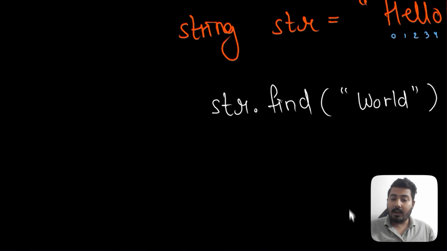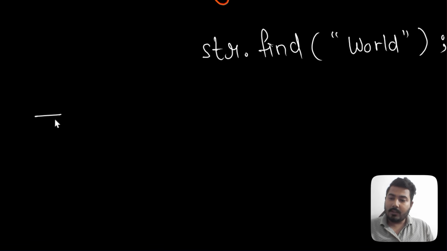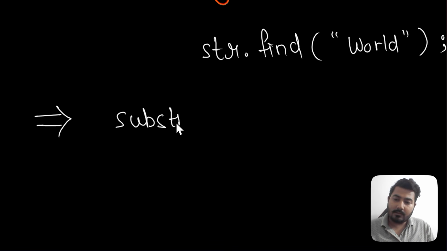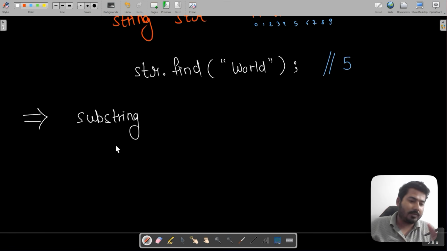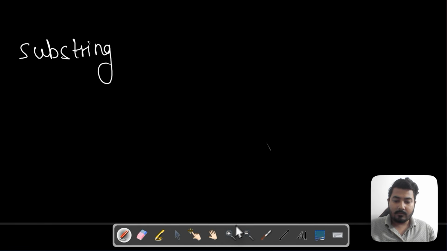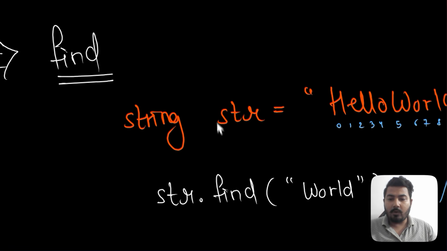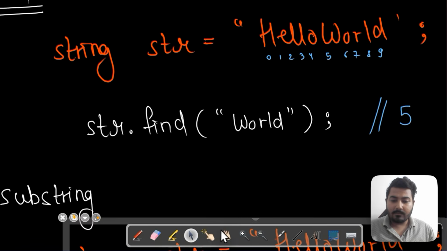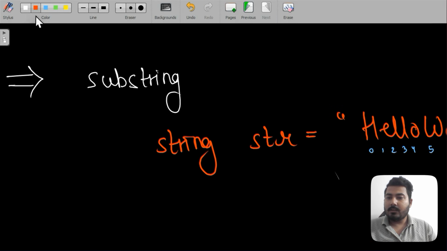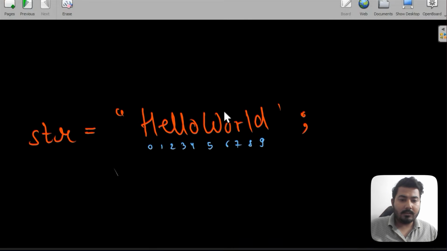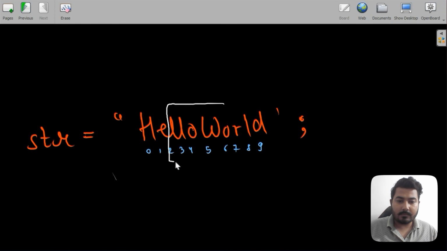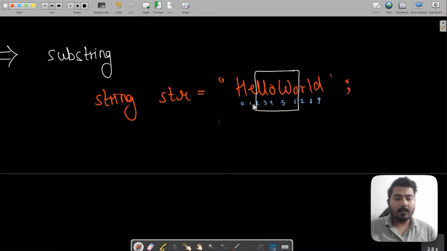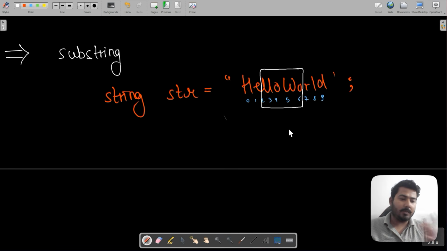One last and the most important inbuilt function I'm going to let you know about is substring. First of all, what exactly is a substring? A substring is a sub part of a string, that means a smaller part of a string. Let's suppose you want to obtain a smaller part of a string. I'm going to use the same example. Let's suppose I want to obtain LLOWO. This much part I want to obtain.